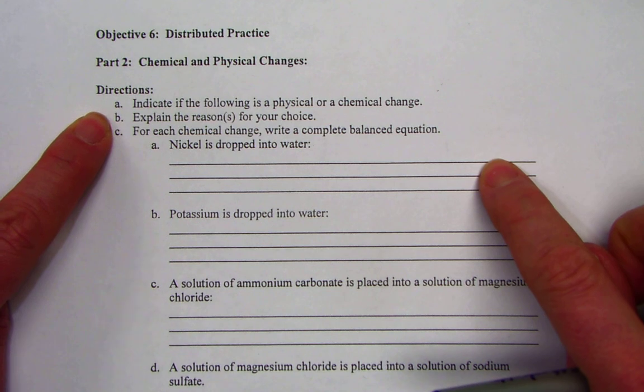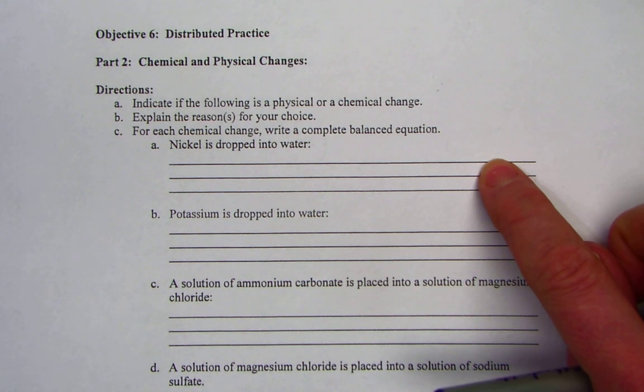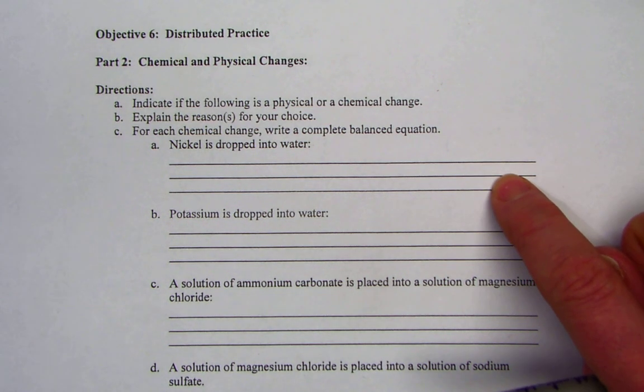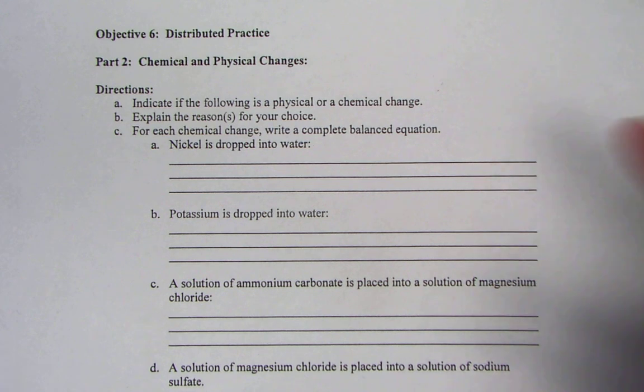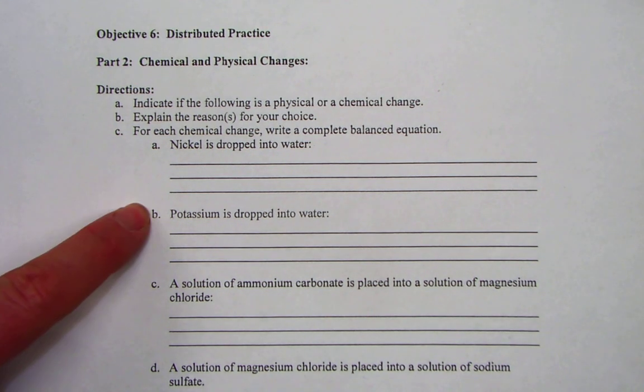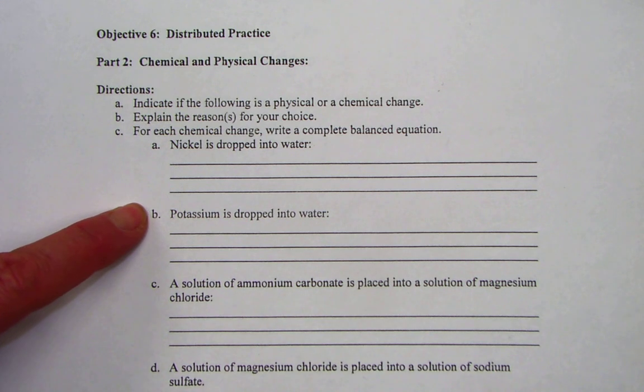In the first line, we'll indicate if something is a physical or a chemical change. We'll explain our reason for the choice, and if it's a chemical change, we'll go ahead and write a reaction. We don't need to write a reaction if we made our decision that it was physical. Part A and B, in my mind, go together, and C and D go together.